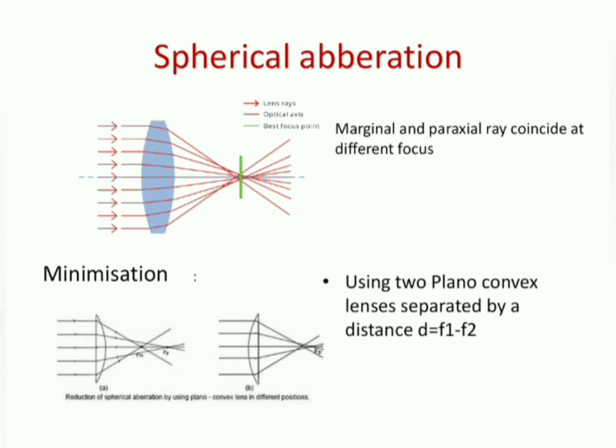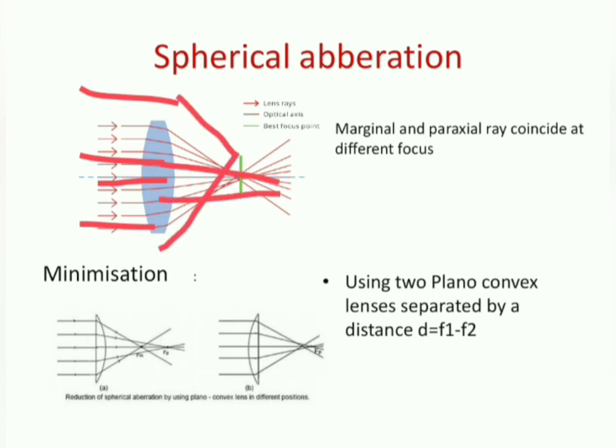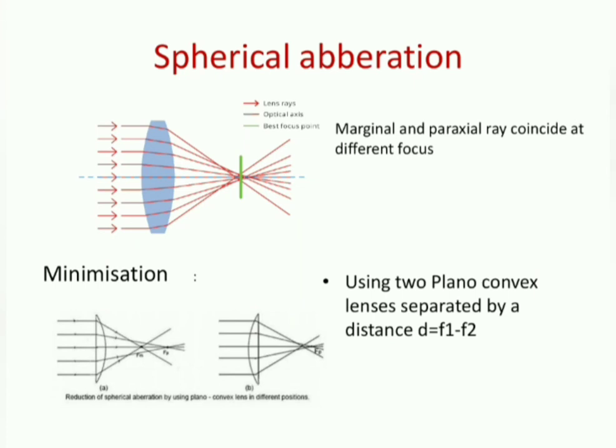Coming to the defects of images, when you use thick lenses and lenses of large aperture, there may be spherical and chromatic aberrations. Aberration is a defect in the image. Spherical aberration is because of the marginal and paraxial rays coming to a different focus. The rays which are at the edges of the lens are called marginal. The rays which are very close to the principal axis are called paraxial. Marginal rays will come to one focus, paraxial rays will come to another focus, then the image is extended and unclear. This defect is called spherical aberration.